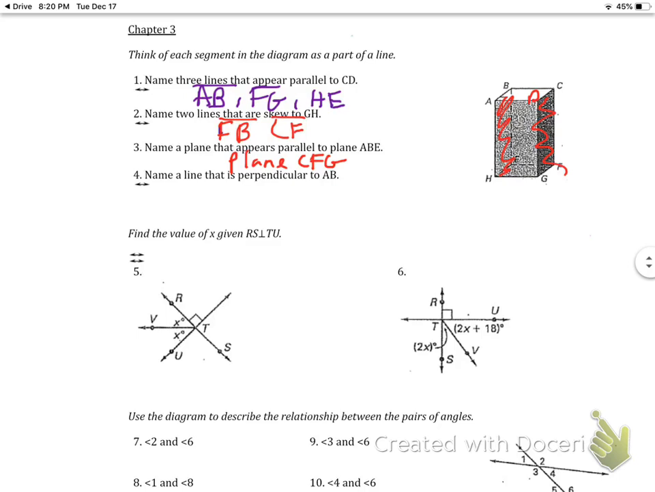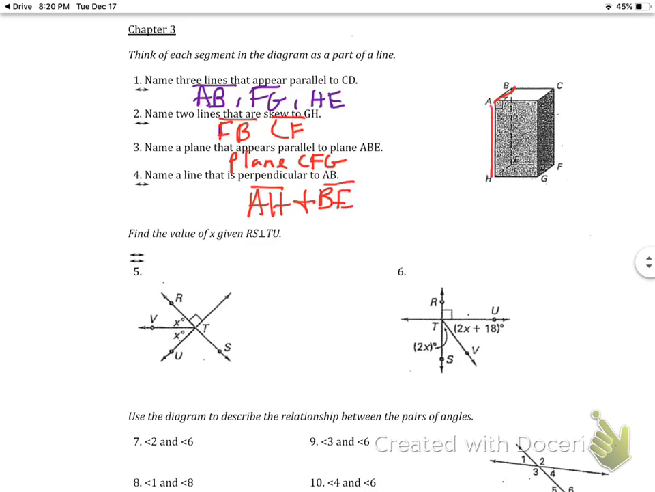And then the last one here says find a line that's perpendicular to AB. So we have AB right here. For it to be perpendicular to it, it's forming that right angle. So we see that AH is perpendicular, and so is BE.